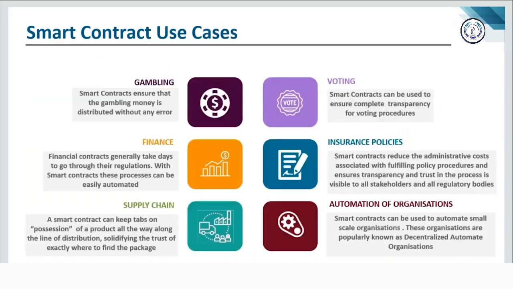Smart contracts have seen some really interesting use cases over time. Let's go through a few of them. Gambling, for one, has been made secure and lightning fast with the use of smart contracts. Voting smart contracts exist that make the process completely transparent and corruption-free.